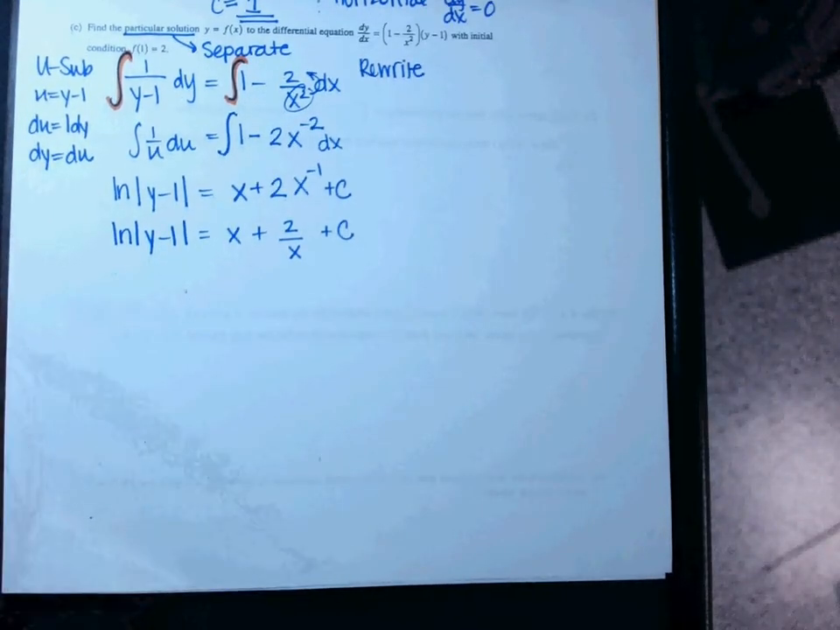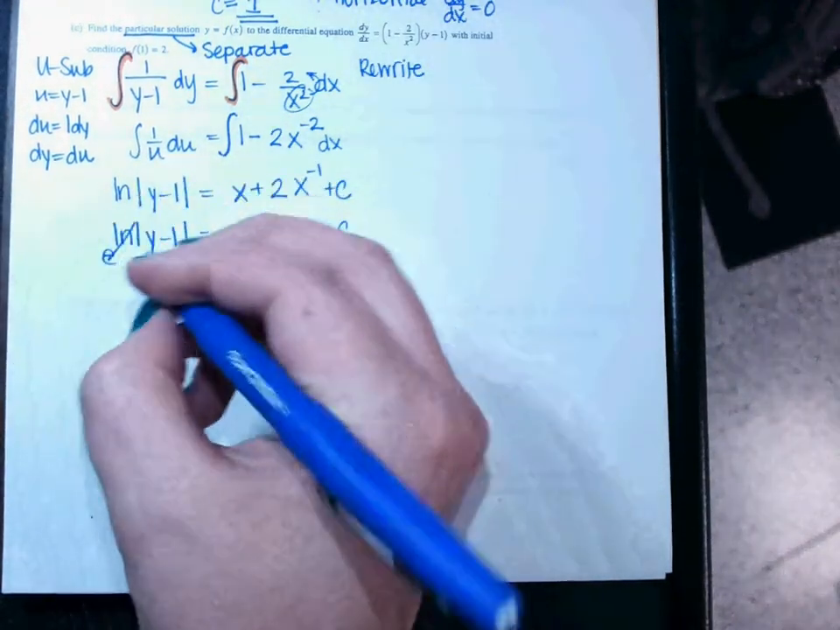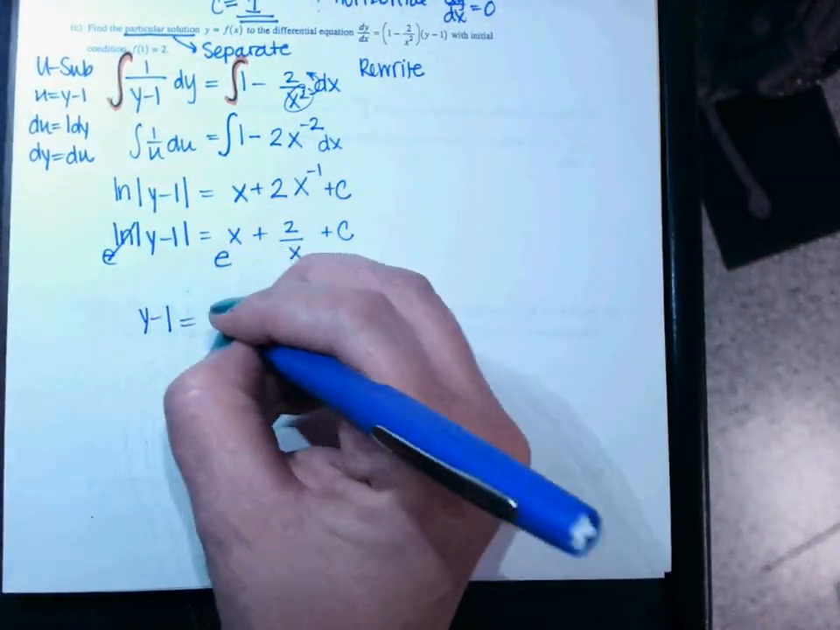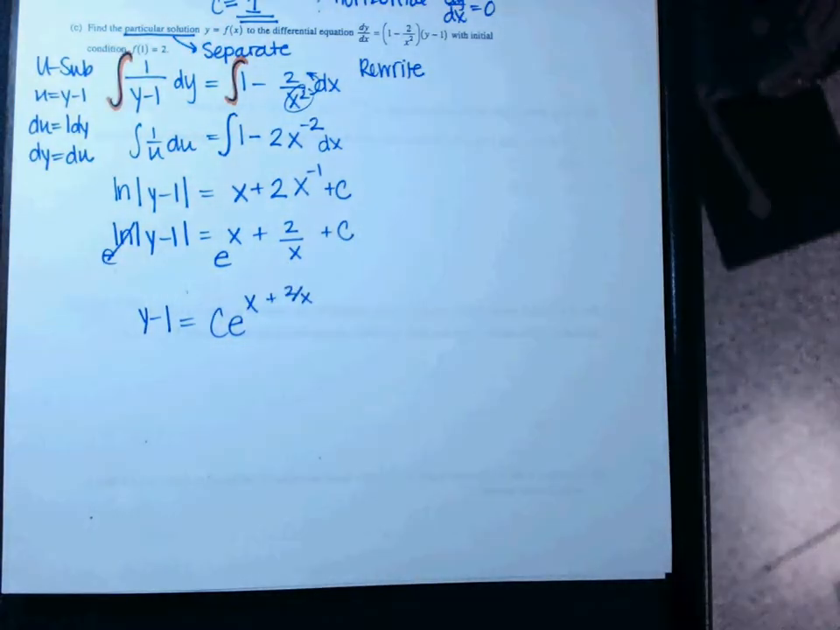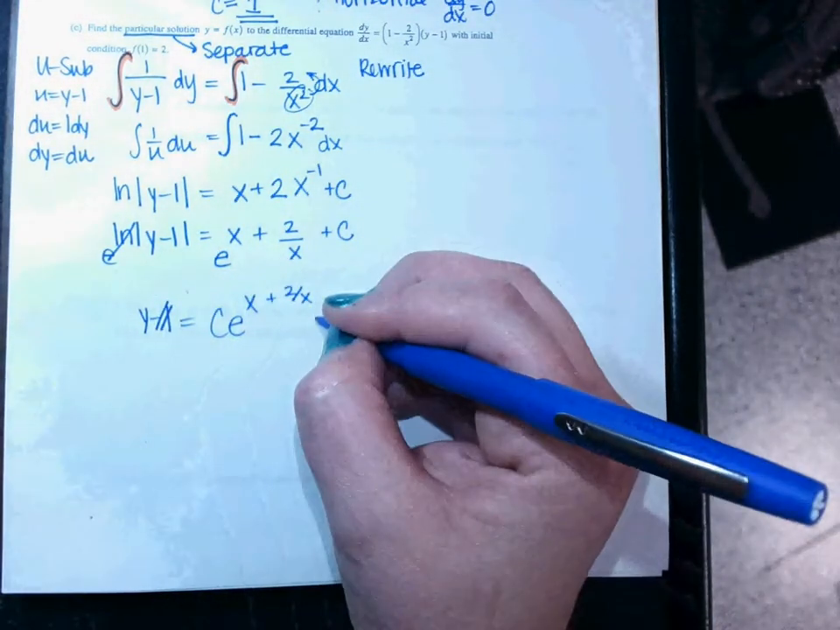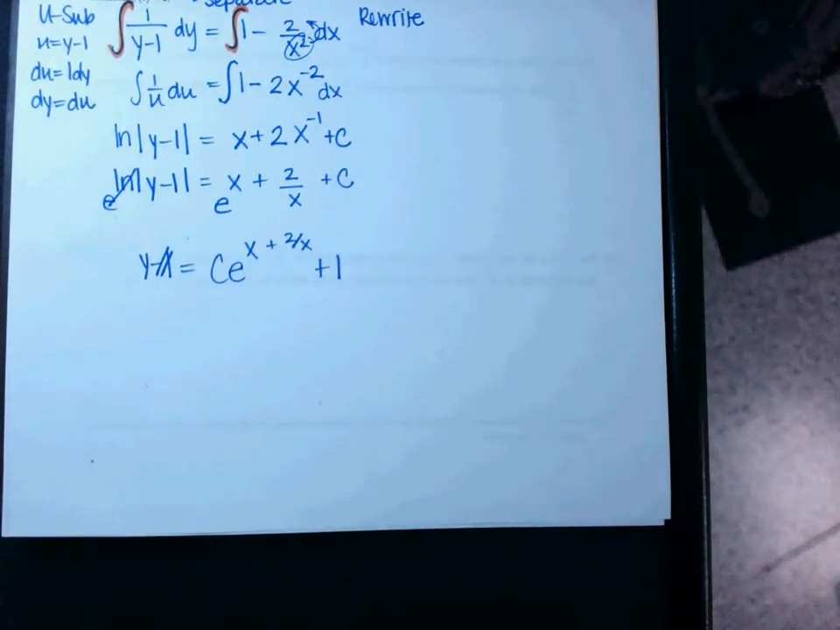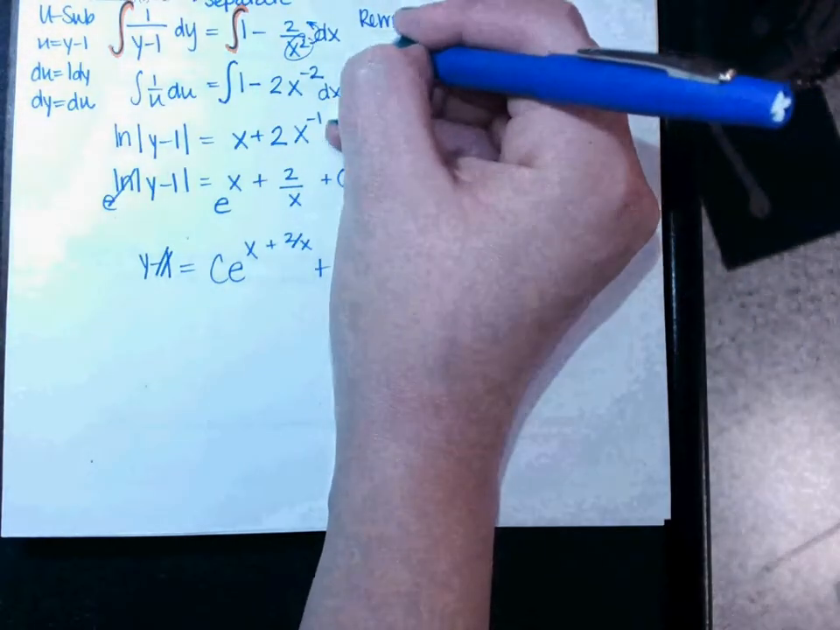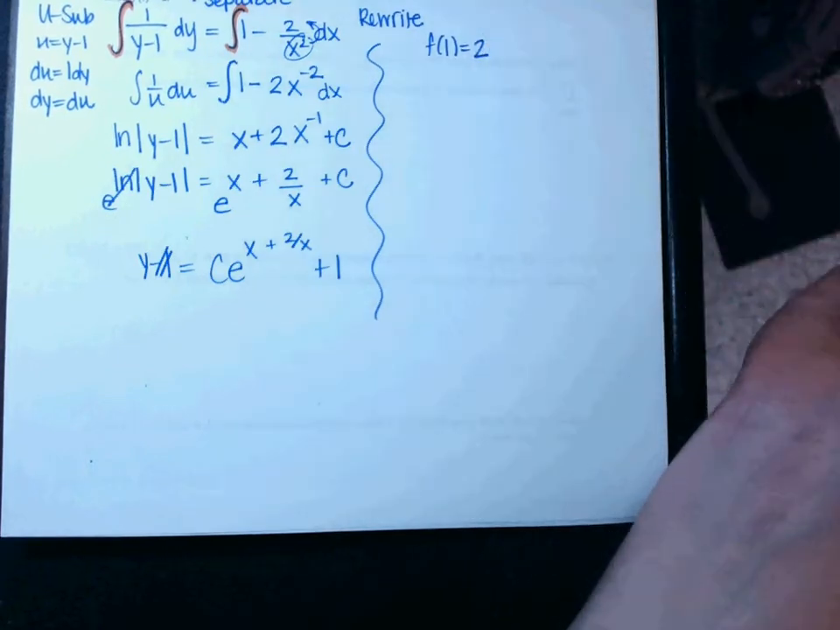Okay, what's the next step? E both sides. E and ln cross out. y minus 1 equals, go to the top, C e to the x plus 2 over x. Then take your minus 1 across to the other side. Make it a plus 1. Make sure it's not part of the exponent because it was added after that step. And then go back and find your C. What's your initial condition? f of 1 equals 2. Okay, f of 1 equals 2. So I'll give you a minute. See if you can unscramble all that.